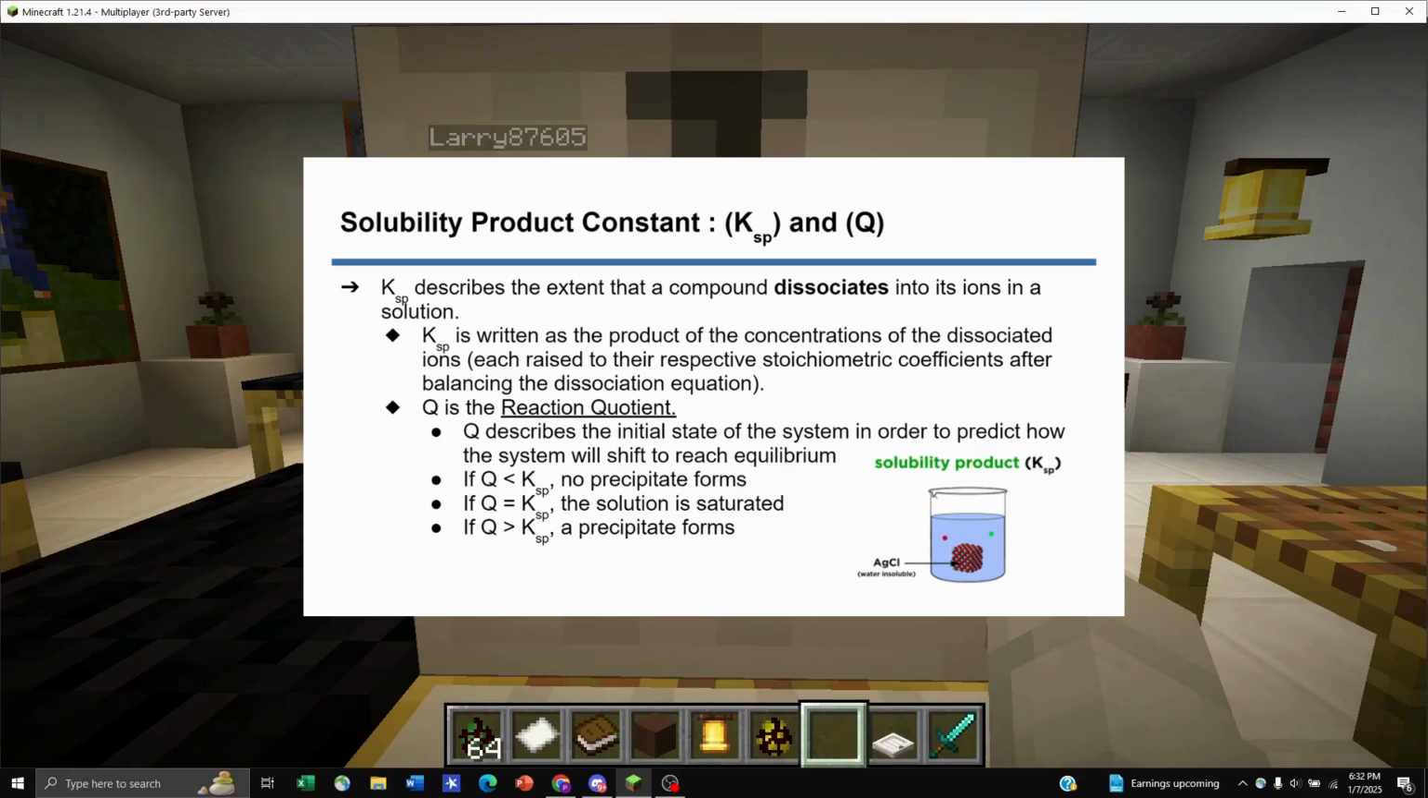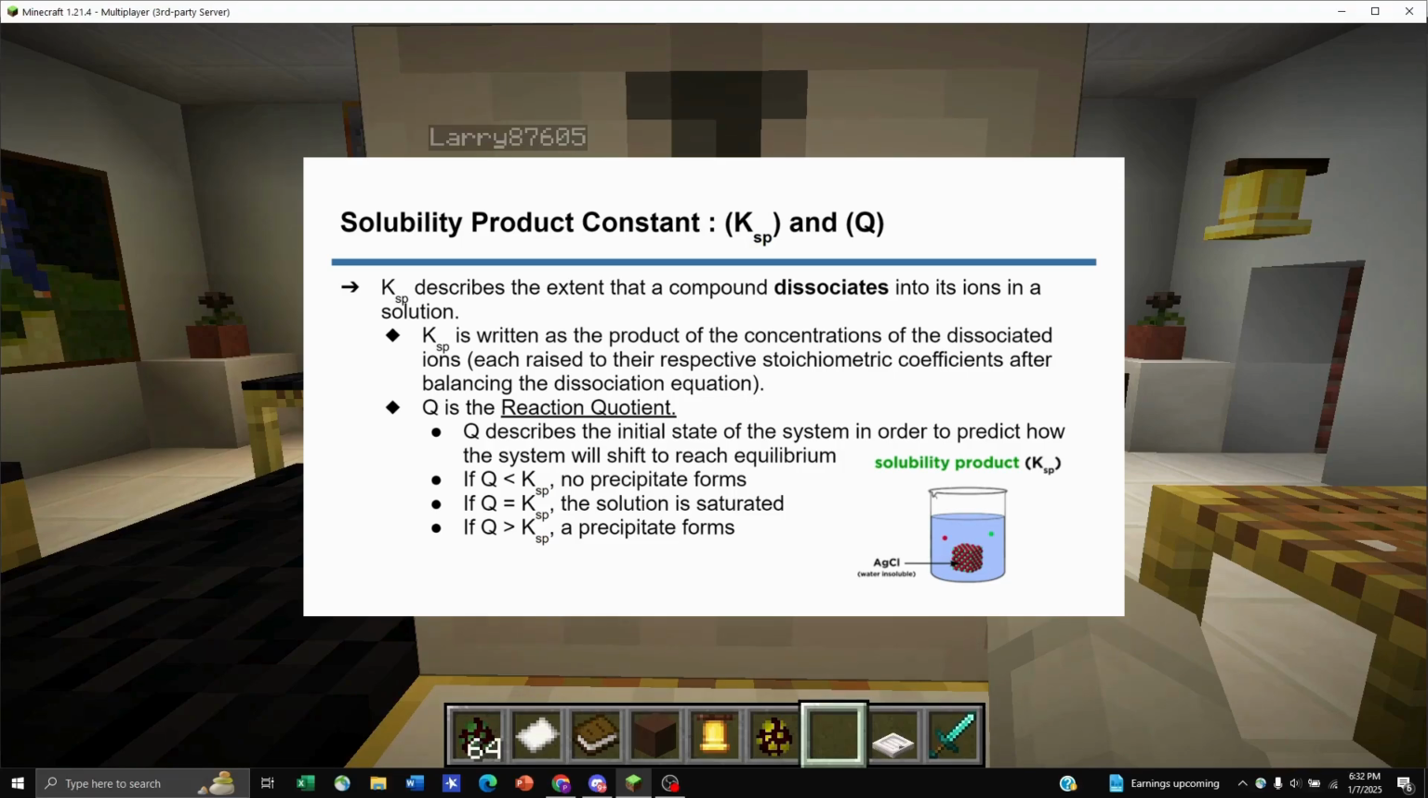Solubility product constant. KSP describes the extent that the compound dissociates into its ions in a solution. KSP is written as the product of the concentrations of the dissociated ions. Q is the reaction quotient. Q describes the initial state of the system in order to predict how the system will shift to reach equilibrium. If Q is less than K, then no precipitate forms. If Q is equal to K, the solution is saturated. If Q is greater than K, a precipitate forms.